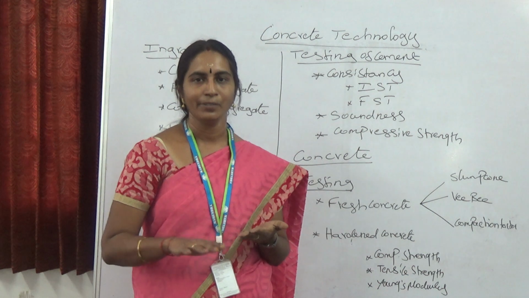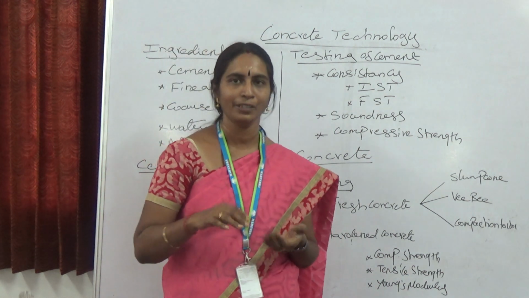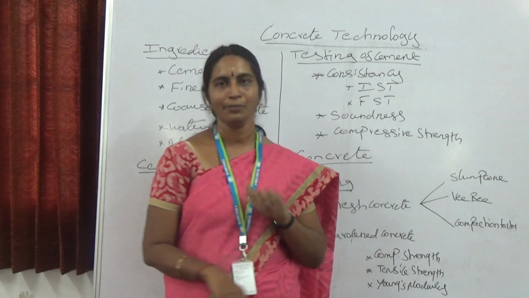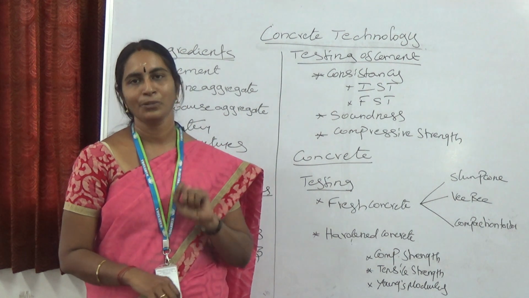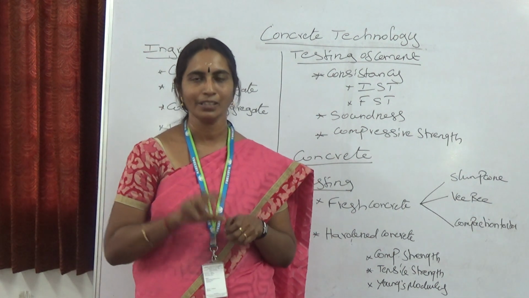So the first layer we fill, then tamp 25 times using the tamping rod. Then the second layer is filled and tamped 25 times, and then the third layer is filled and the top is tamped using the tamping rod 25 times. Then we remove the slump cone. We measure the slump value.